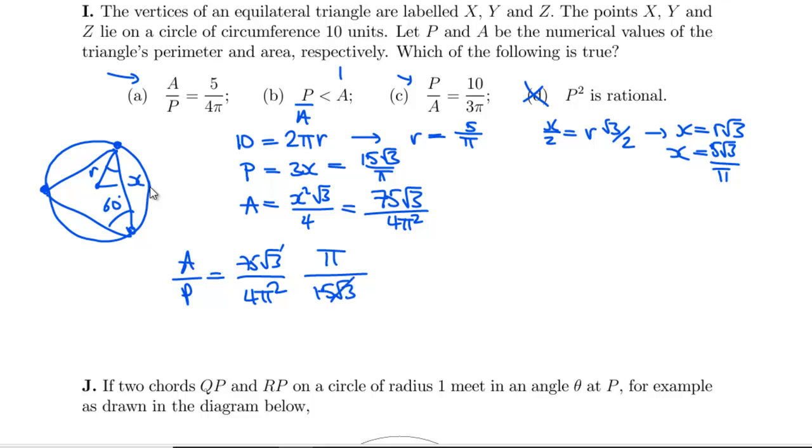So we can cancel the root 3s, cancel the pis. 15 goes into 75 five times, so get rid of those. That comes out as 5 over 4 pi, which is A.